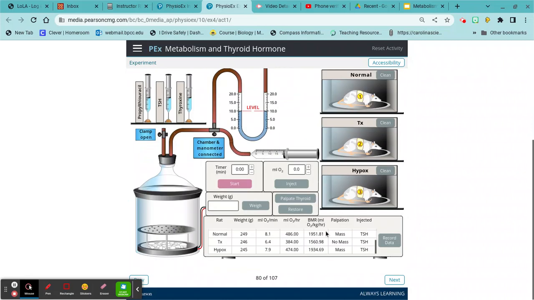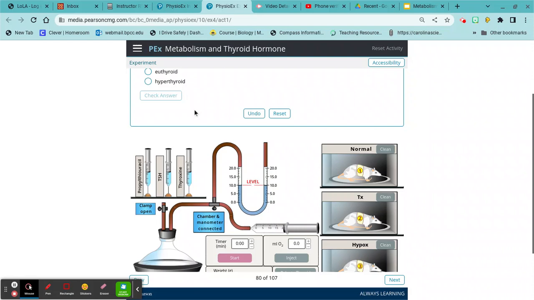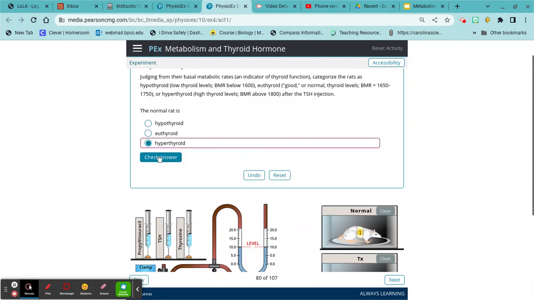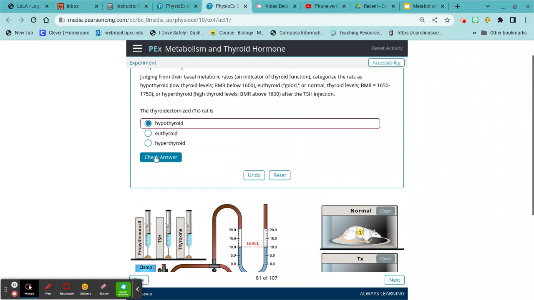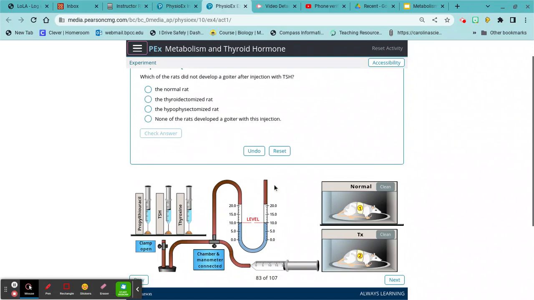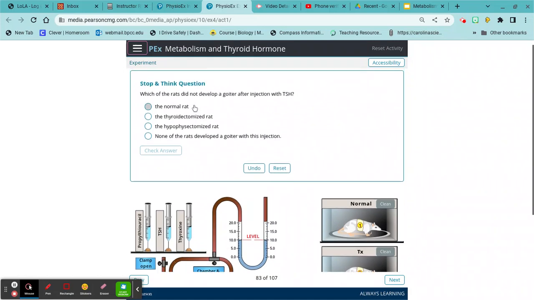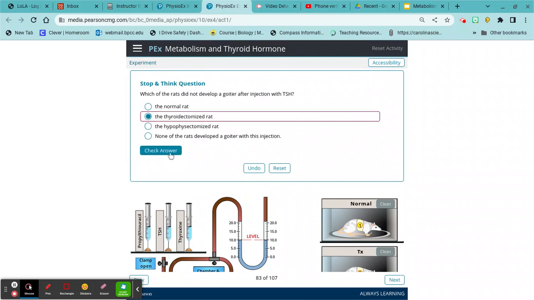And of course, if we look at the BMRs, our normal rat and our rat without a pituitary are both hyper, and our missing thyroid rat is hypo. So this one is hyper, this one is hypo, and then this one is hyper. Okay. Which of the rats did not develop a goiter after the injection? Of course, that was the one without a thyroid.